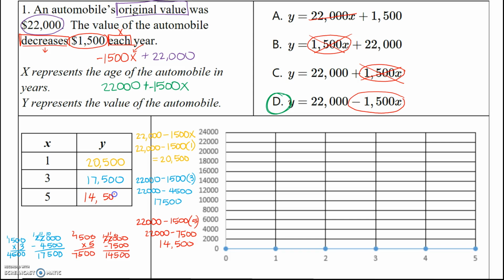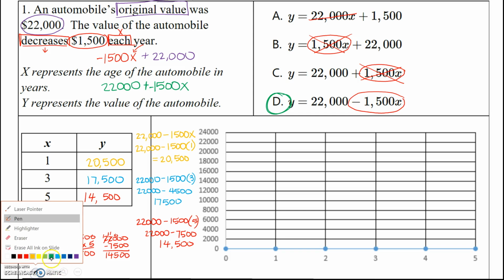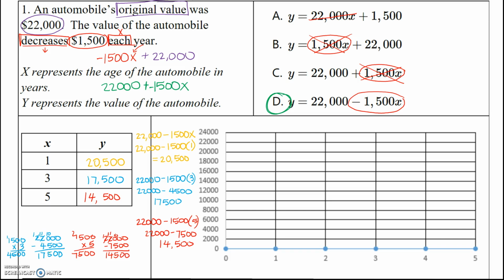All right, so our last step is going to be to graph it. And just to help you guys see better, I'm going to go ahead and use my colors. So first of all, I'm going to use my green, and I'm going to find my y-intercept. So my y-intercept was the value that was added. So that would be my 22,000. Okay, that was my starting point. So I'm going to go up to 22,000, and that is my y-intercept.